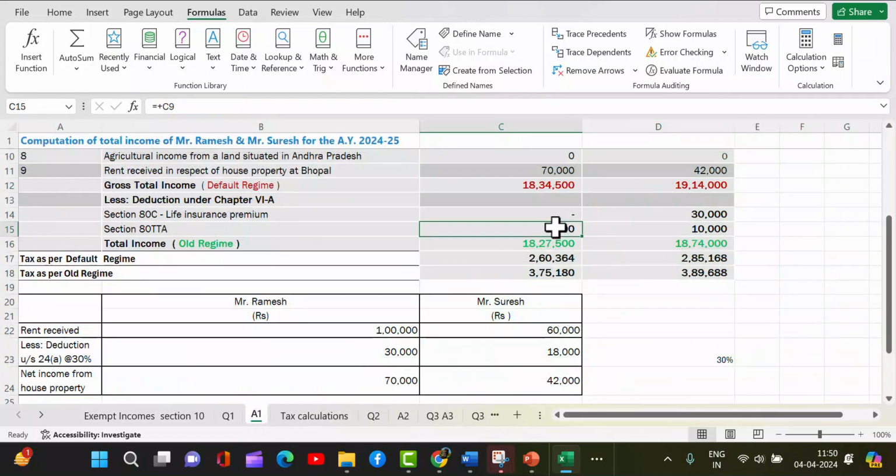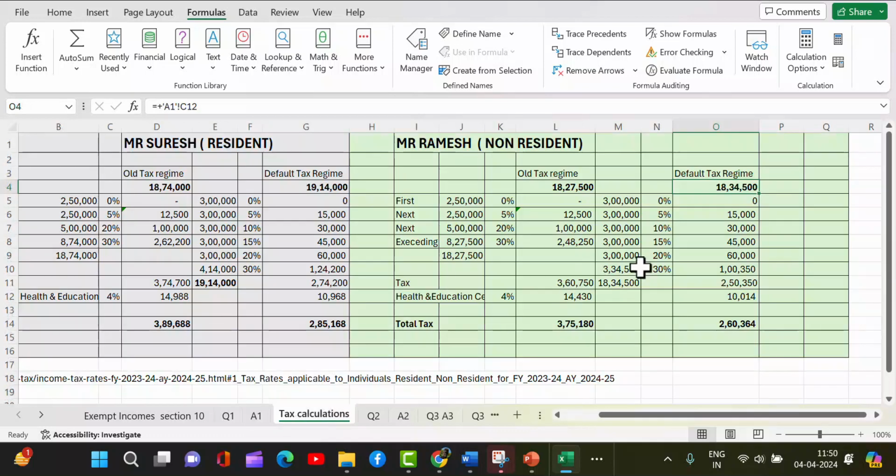Okay, fine. So let's go to the tax calculation again. And again, using the same thing, you find the total tax is 3,75,000. And here it is coming to 2 lakhs. So which is better for Ramesh, who's a non-resident? Should he go for the old tax regime or the default tax regime? Default tax.